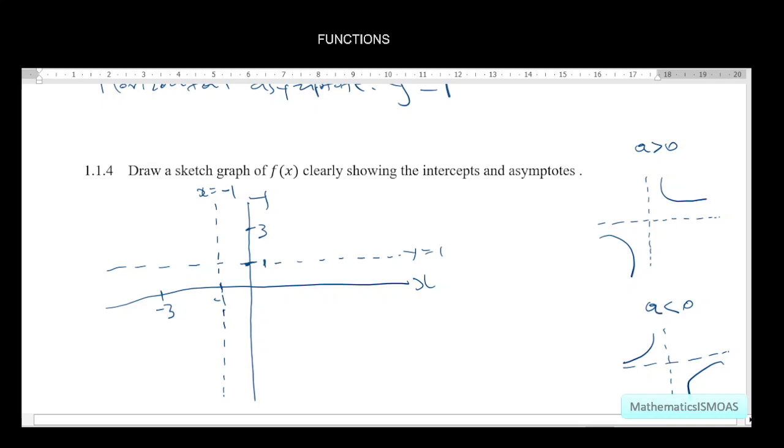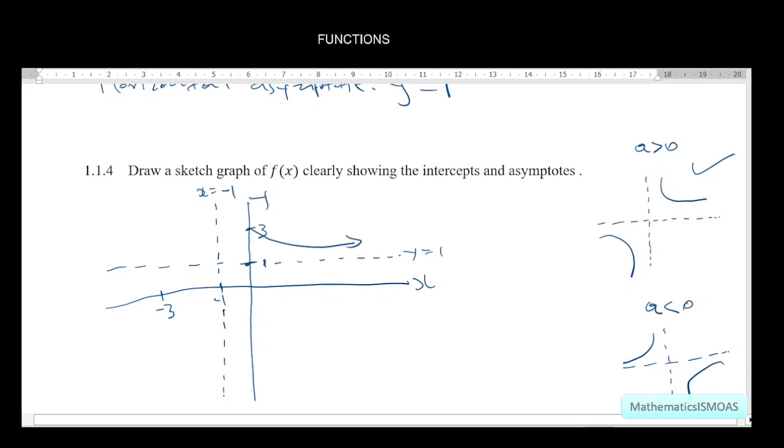So our value of A for f, we know that A equals 2, which is greater than 0. Therefore, this is going to be our shape. So here is the y-intercept.